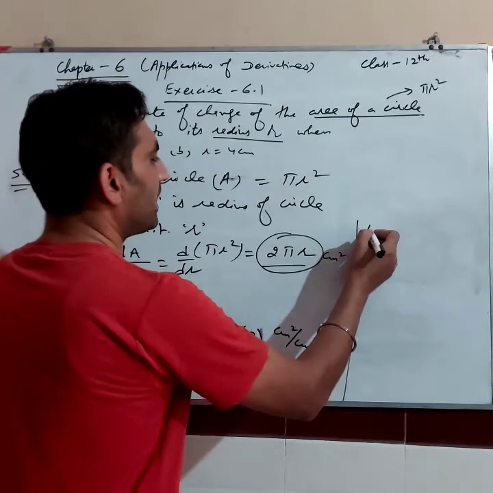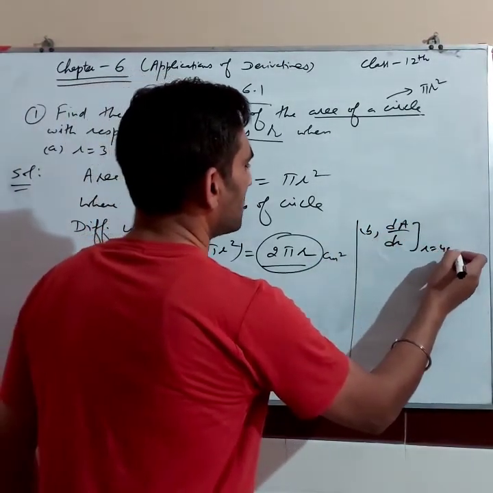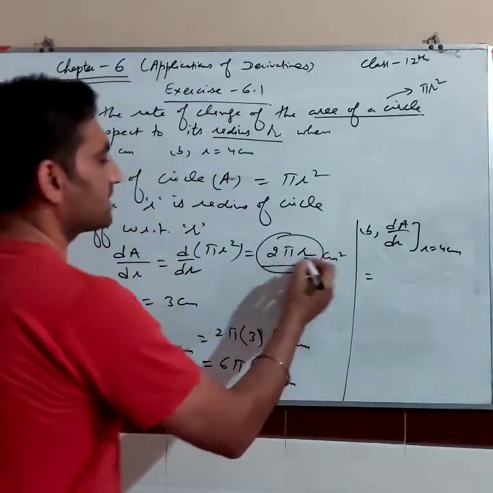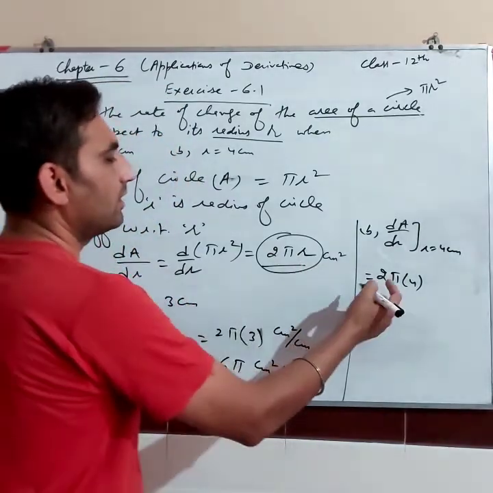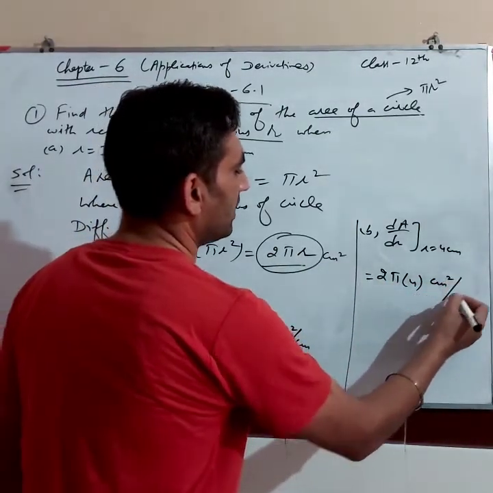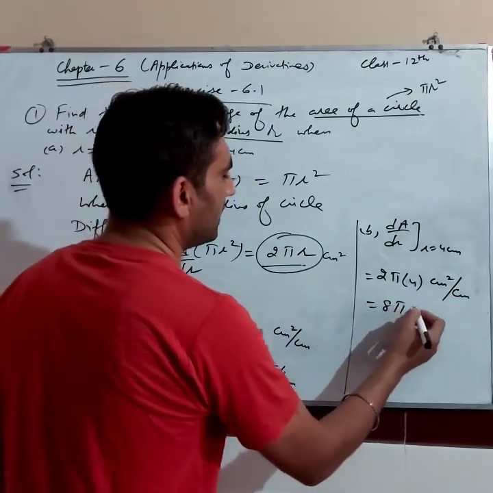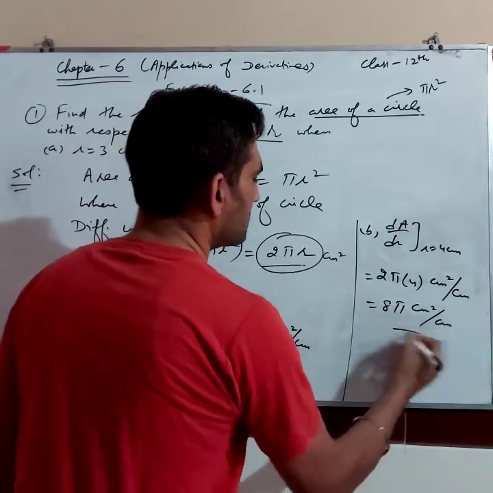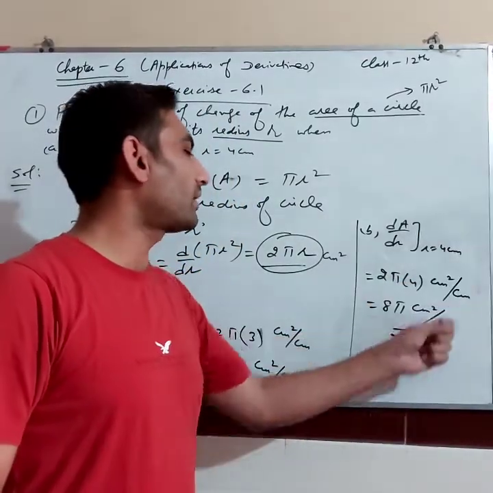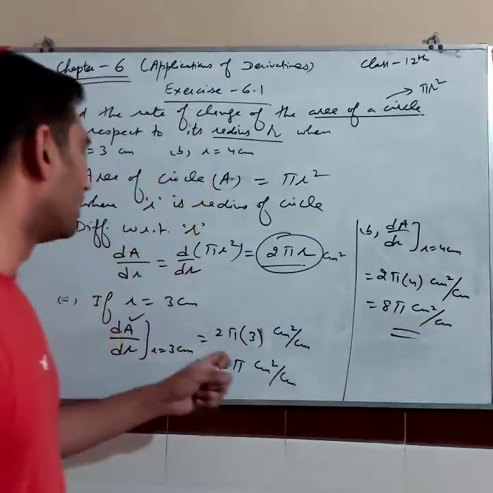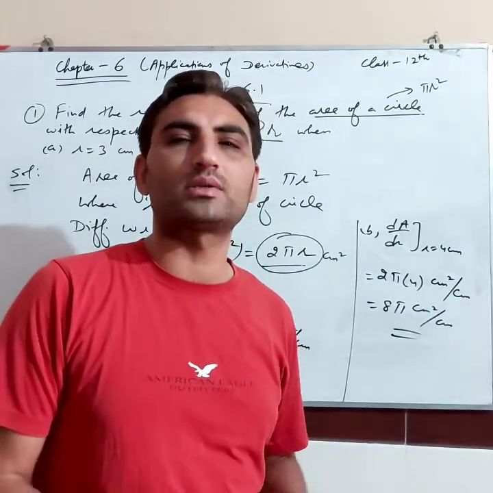Okay, now part B, dA over dr at r equal to 4 centimeters. It will be, replace r by 4 here, 2 pi 4 in place of r, centimeter square, unit of area, and with respect to r we are writing so per centimeter. It will be 8 pi centimeter square per centimeter. Students, here one more thing which you have to remember, that is marking of these proper units of your required answer. So let's see what is given here in question number 2 after this.